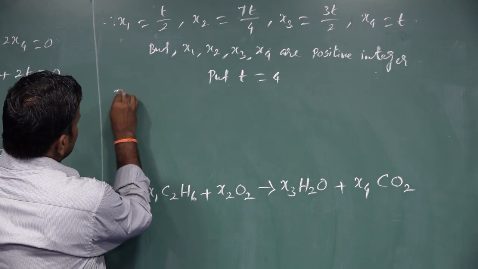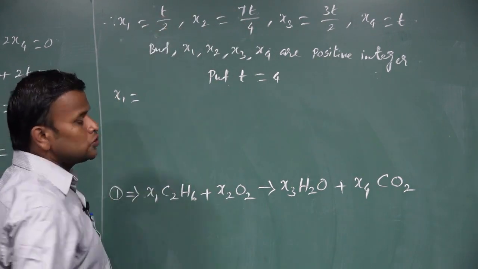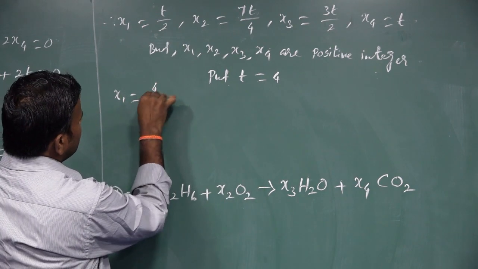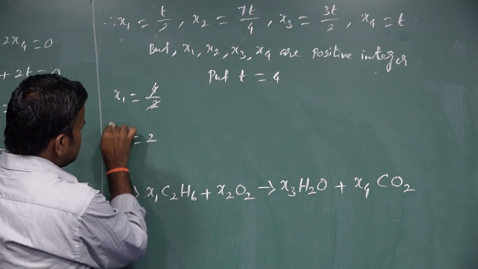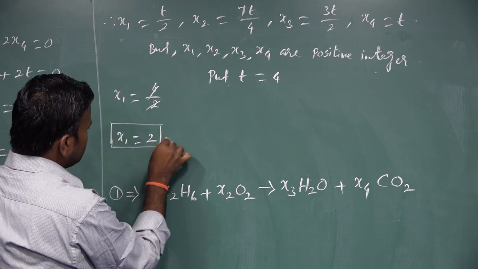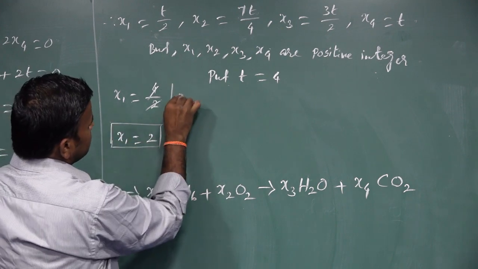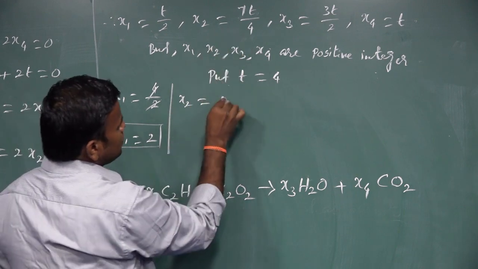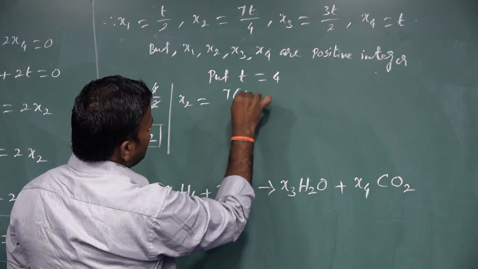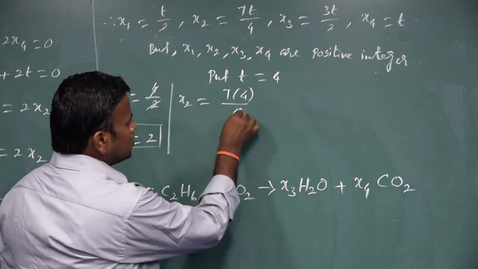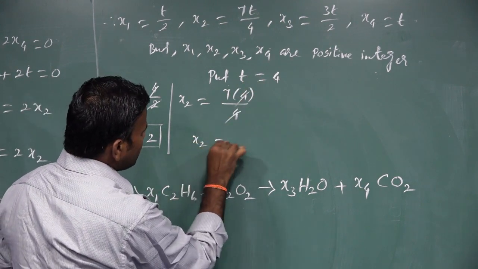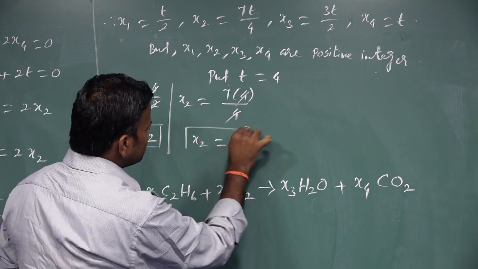Now x1 is t by 2. The value of t is 4, 4 by 2, I cancel. The value of x1 is 2. Next, x2. The value of x2 is 7t by 4. We take the value of t is 4, cancel. The value of x2 is 7.